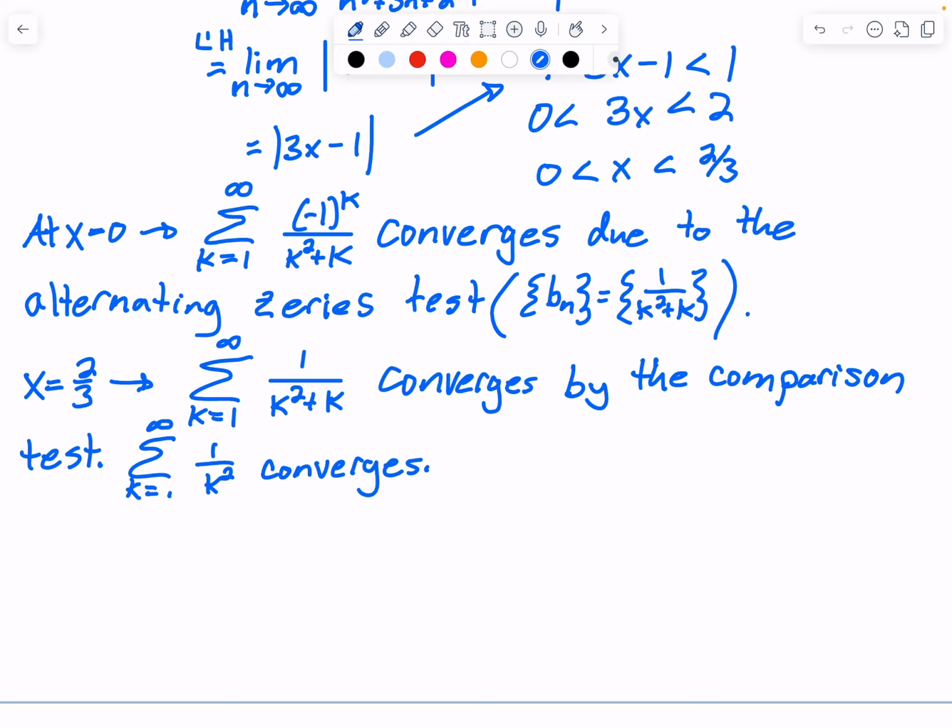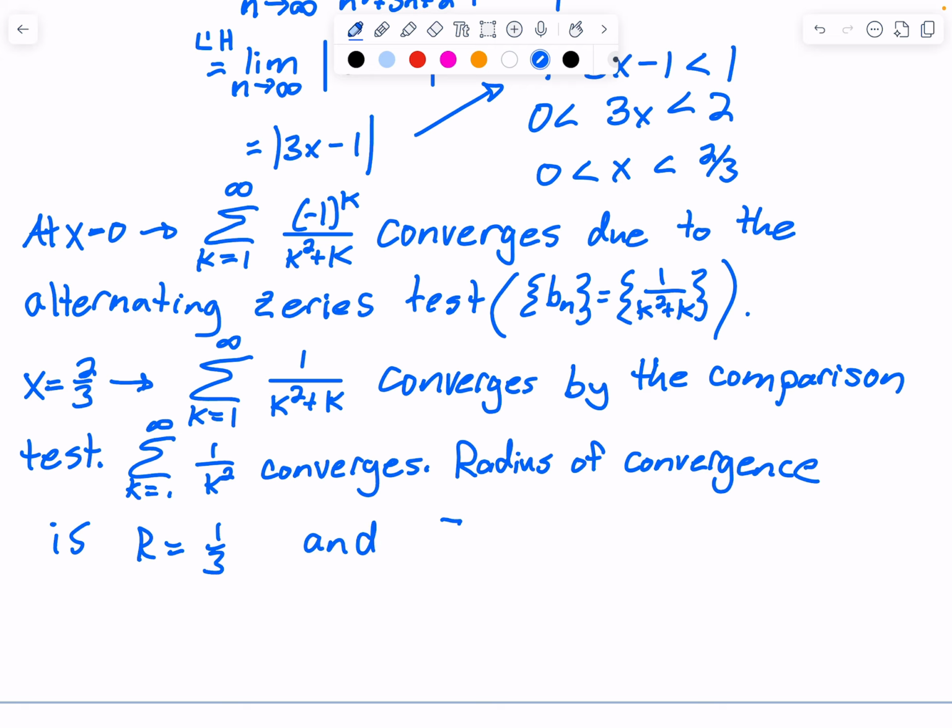So the radius of convergence, I guess I could just write, r equals 1/3. And then the interval is 0 to 2/3, both closed since both converged.